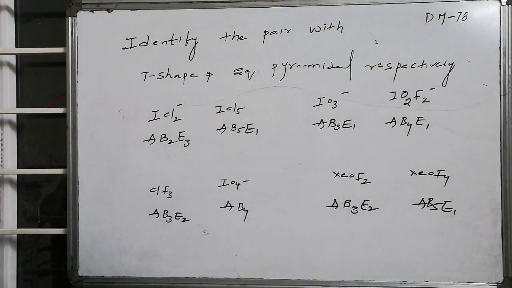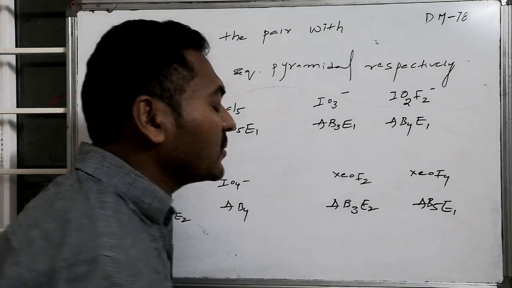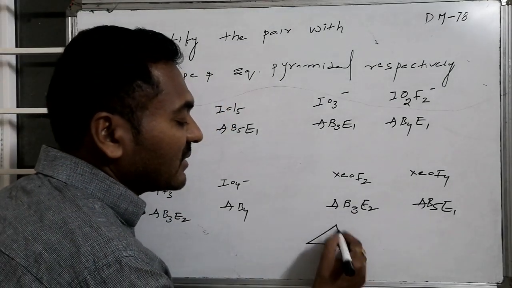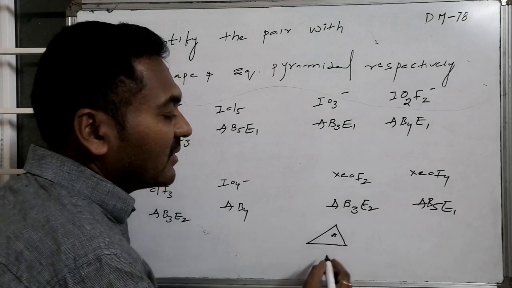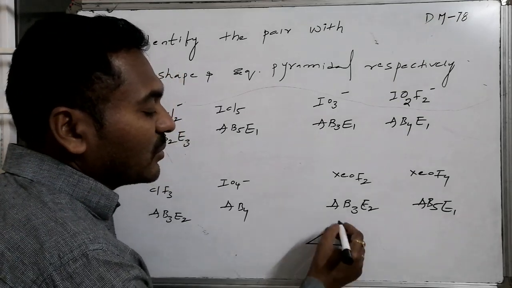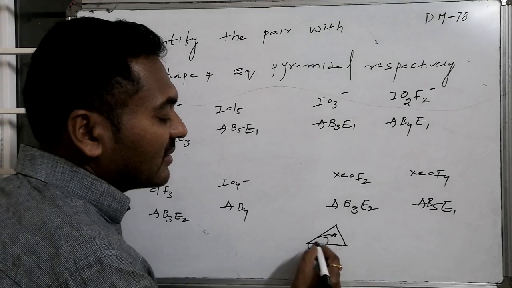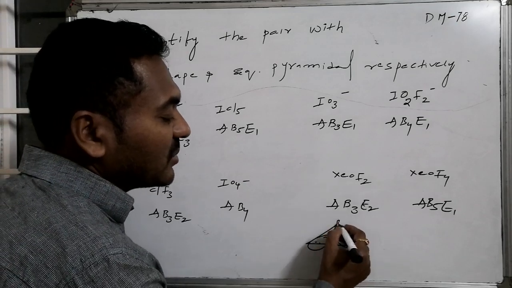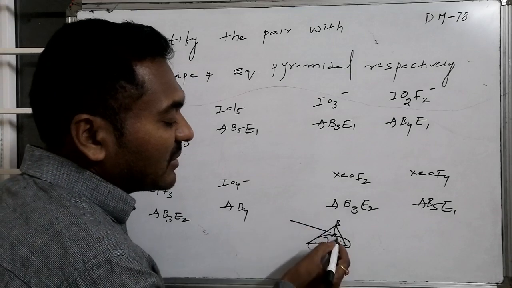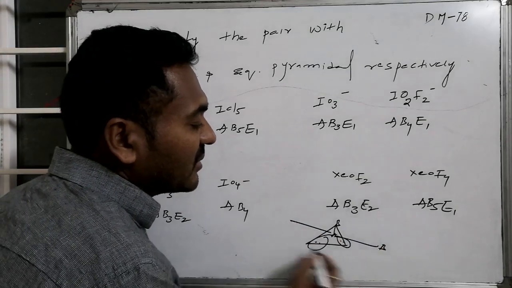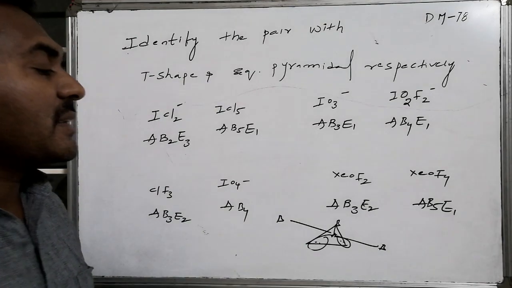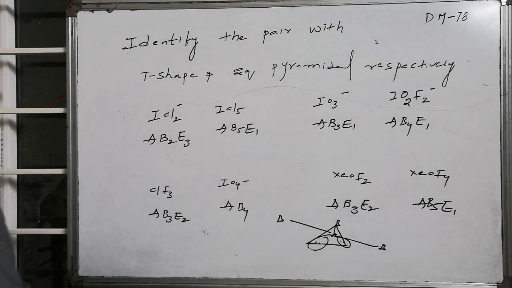To get T shape, we go for AB3E2 type. It is present in such a way that this is central atom A, with one lone pair here and one lone pair here, followed by one bond pair over here, and another 2 bond pairs, this is one bond pair, this is one bond pair. It appears as a bent T shape, that is xenon oxydifluoride.